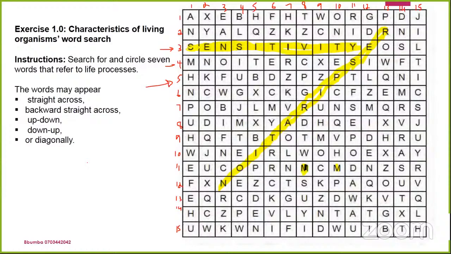I think it's diagonal. Okay, diagonal. I can, when I move down on the other side. Okay, I've seen it. Yeah, that is movement. Thank you for that. That is movement. So far, we have identified 3. Remember, we have 7 life processes.